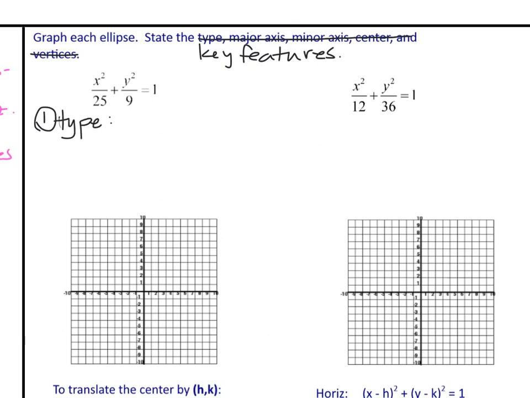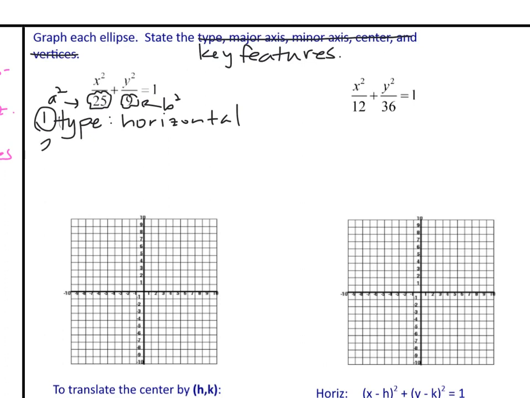So look at the 2 denominators. We've got 25 and 9. So 25 is bigger, that would be our a squared. 9 is smaller, that's the b squared. The a squared is underneath the x, and that would make this type a horizontal ellipse. So almost like a football that's on its side. It's kind of like what it looks like when we're done.